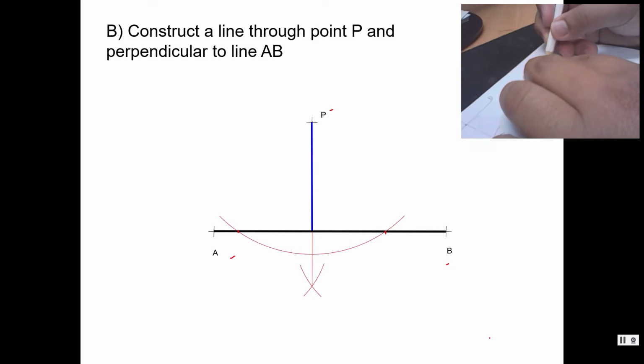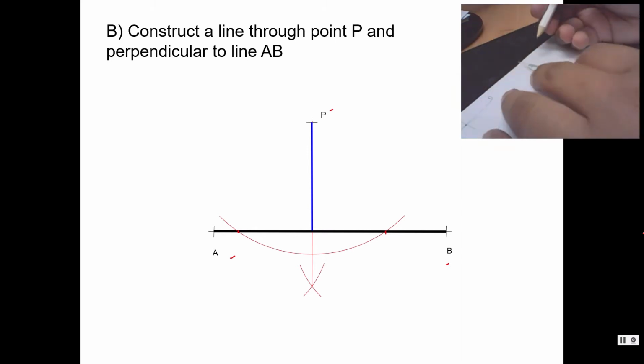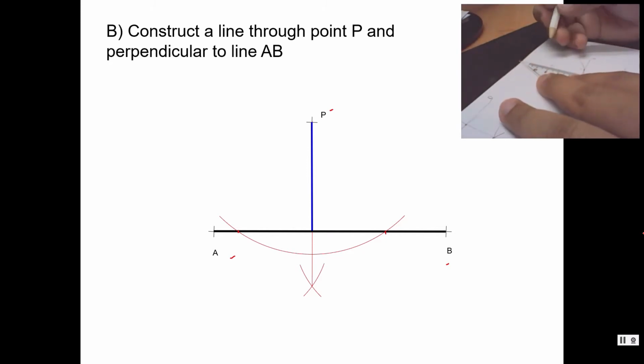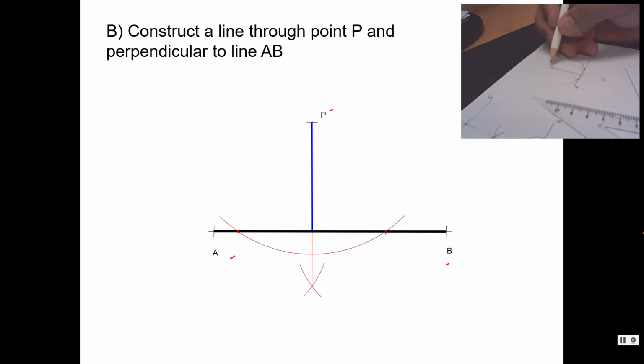So we're just going to draw one straight line. Again, if you use the drawing board, you need to use the 45, the 90-degree ruler with the help of the T-square, so that you're going to get a straight line from here to here. Then after that, we darken the line that we want, which is here. This is the line that we want, through point P to line AB. So this is the line that we want at the end.